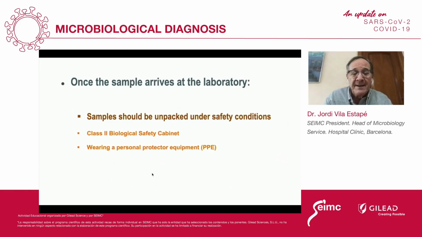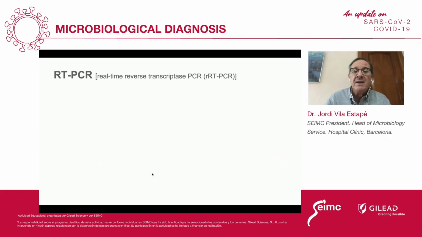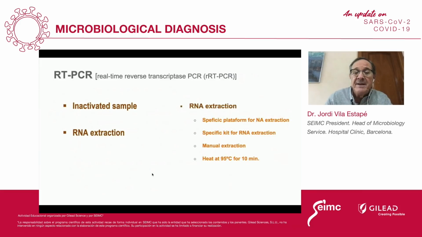So these people need to wear personal protective equipment, and this is the way they are used to open the package and proceed the sample to the next step. The next step for most of the labs that currently have set up a real-time reverse transcription PCR follows 3 steps. The first one is inactivating the sample if it has not been inactivated.